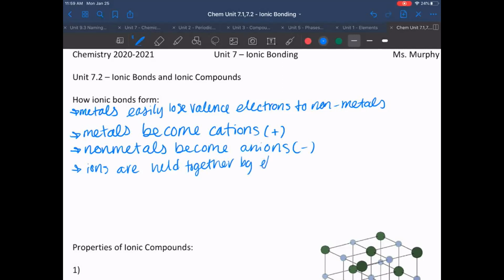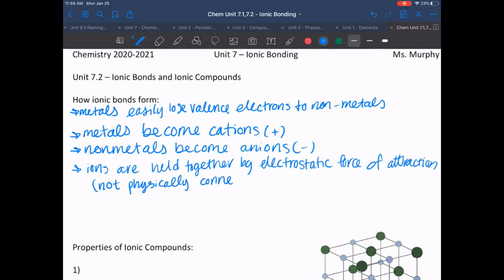So what's really neat about these ionic bonds is that the ions are held together by electrostatic force of attraction. So who here has taken a balloon and rubbed it on your shirt and stuck it to something? Yes, at least seen it done. That's the same idea here, that the balloon gets attracted to something, but it's not physically connected. You can say the same thing about ions and ionic bonds. They're very attracted to each other, but they're not physically connected.